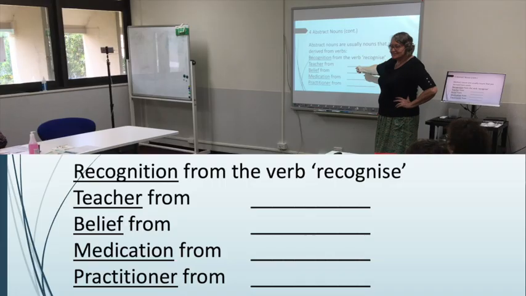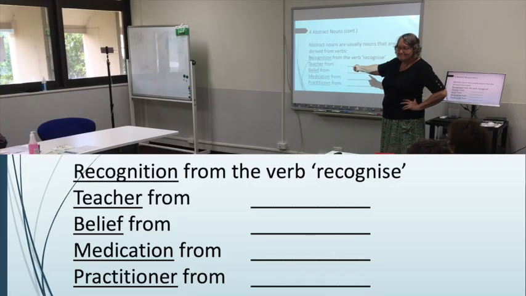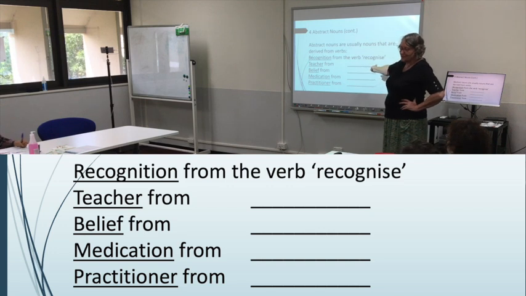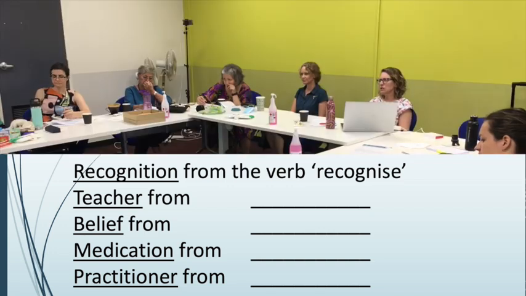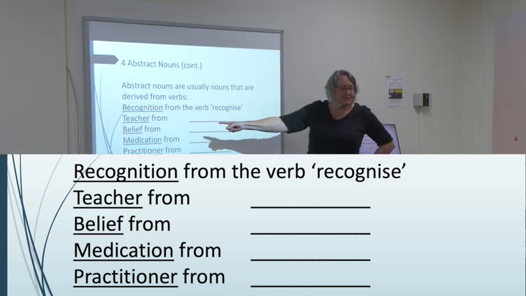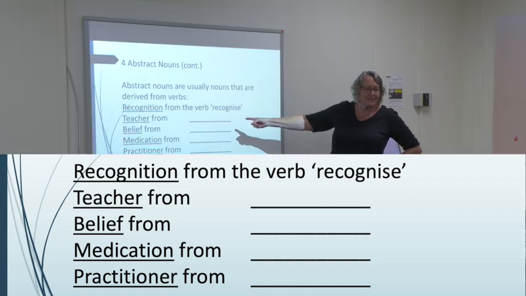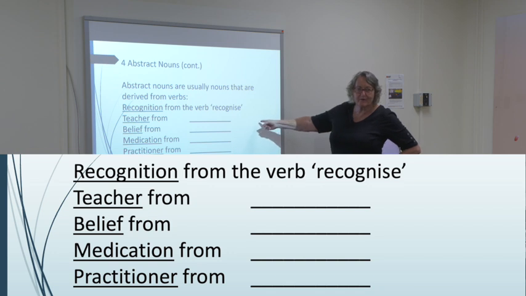So even teacher is an abstract noun. What does it come from? What's the verb that it's coming from? To teach. That's the action. Yep. Belief is an abstract noun. What are you doing when you have a belief? You are believing.